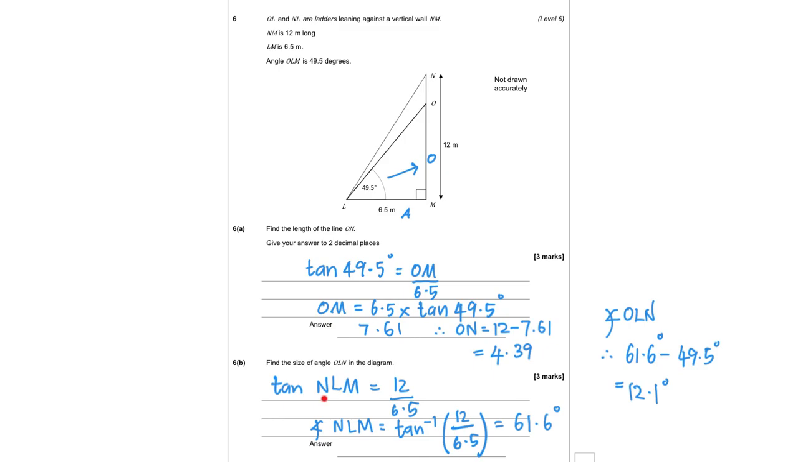So we can use tangent of the angle, which is opposite 12 meters, divided by 6.5 meters. So shift tangent 12 divided by 6.5, we get 61.6. 61.6 is the whole stretch here. So 61.6 subtract 49.5, we get 12.1. That is OLN, a bit of angle here. Okay.